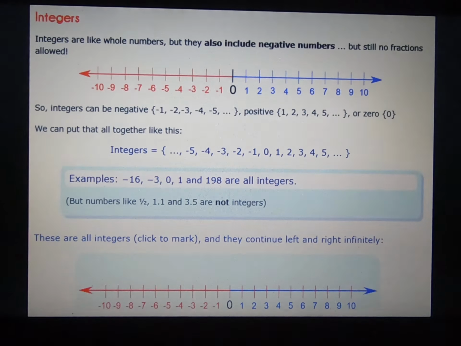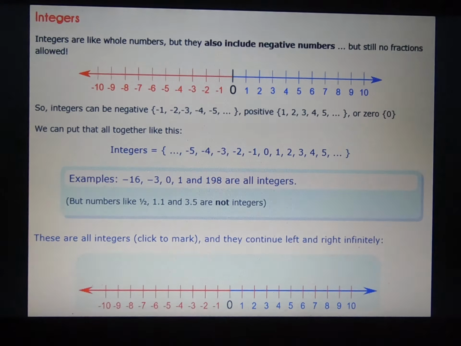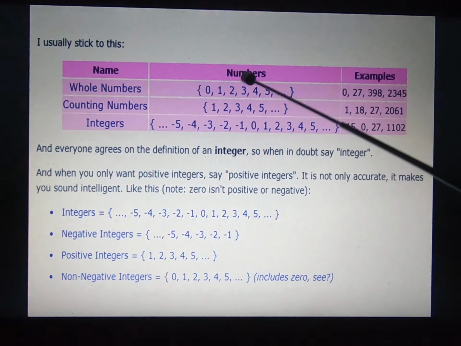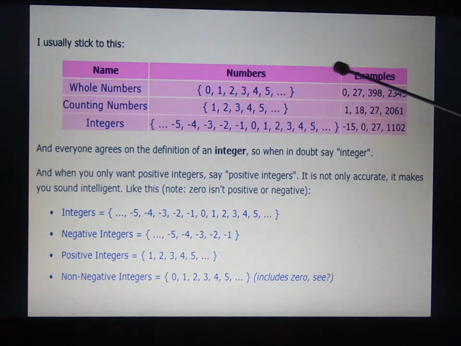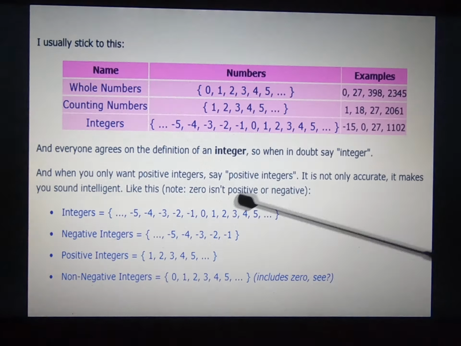An integer is what you get if you add the negative numbers to it. So to be safe, usually you say a whole number includes 0, a counting number does not include 0, and an integer includes negative numbers, 0, and positive numbers, like this.